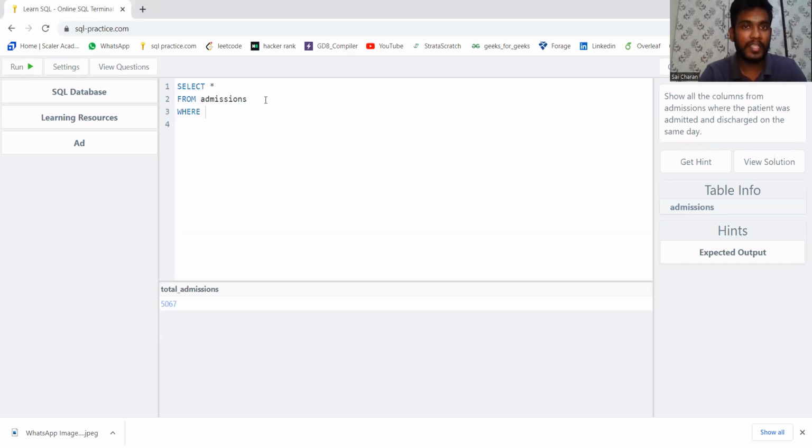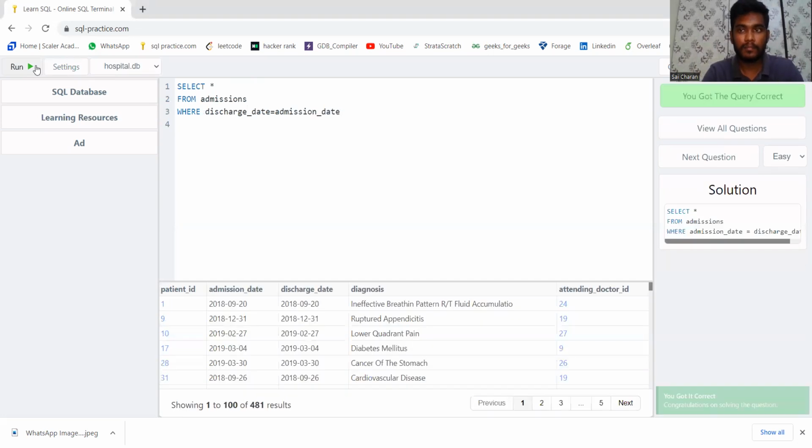Where what they're saying is that both the admission date and discharge date should be the same. So exactly we will be doing discharge date is equal to admission date. So let's check it. Yeah, we got the correct answer.